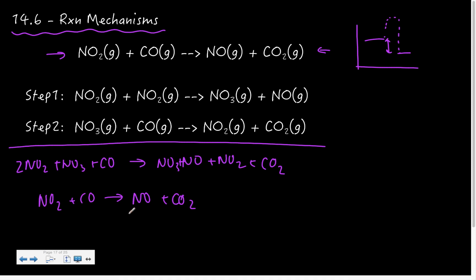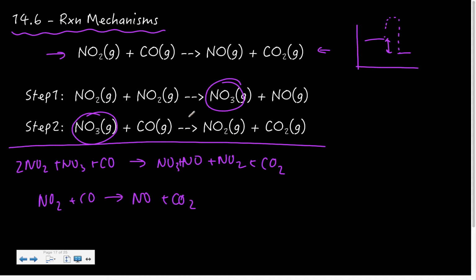So in terms of terminology, note that NO2 is both consumed and then produced, so it's not labeled as an intermediate. An intermediate, by definition, has to be something that is produced and then subsequently consumed, such that it does not show up in your overall reaction. So if we were asked about intermediates, NO3 would be our intermediate because it's produced, subsequently consumed, and therefore does not show up in my overall reaction.